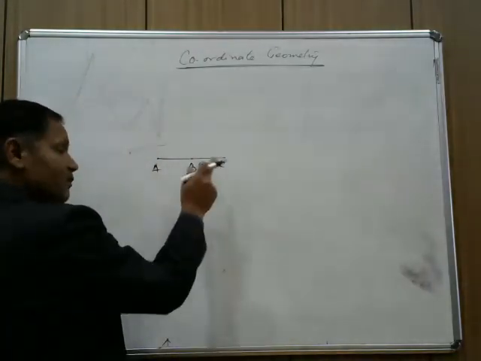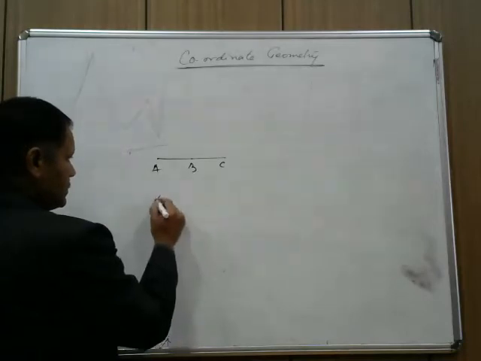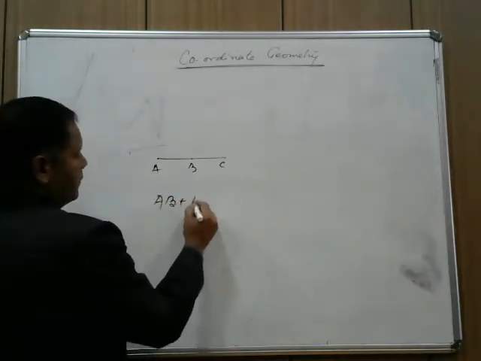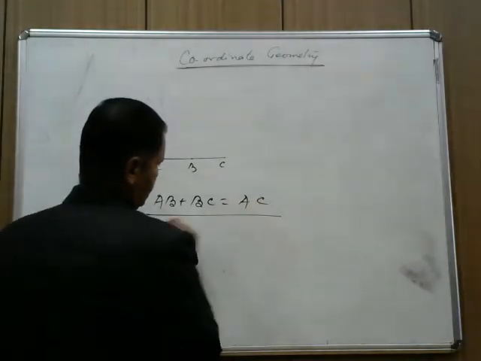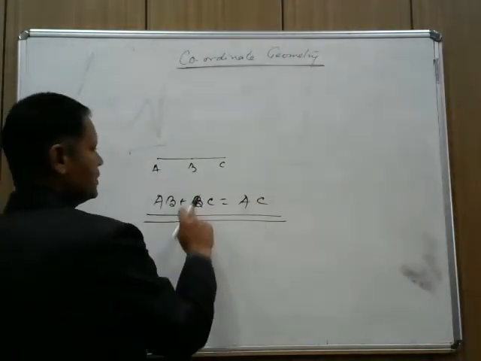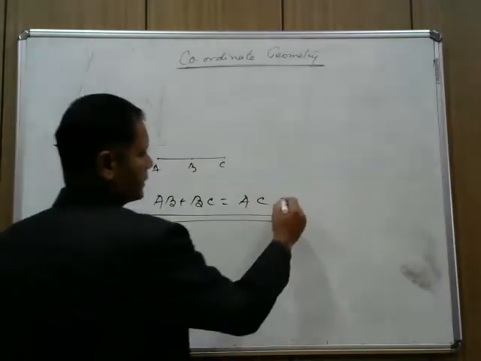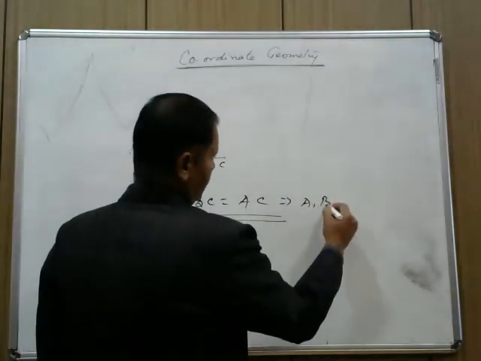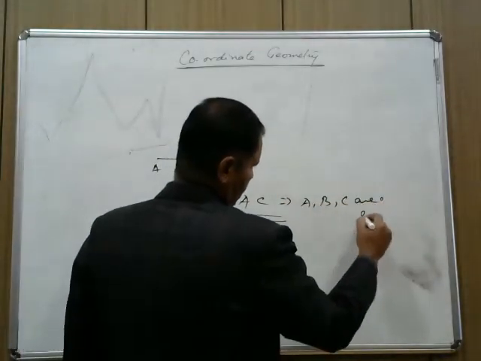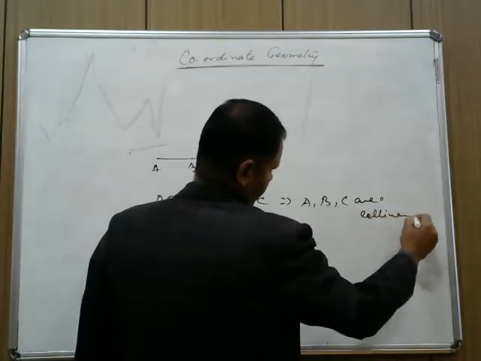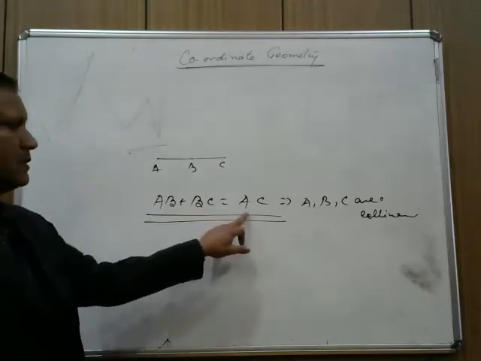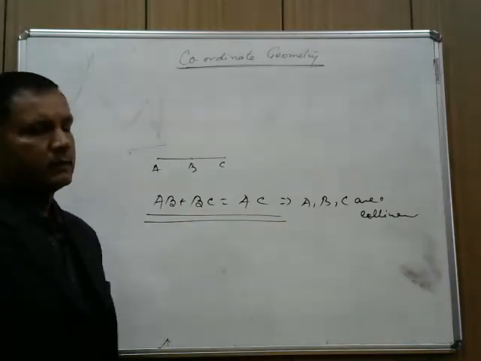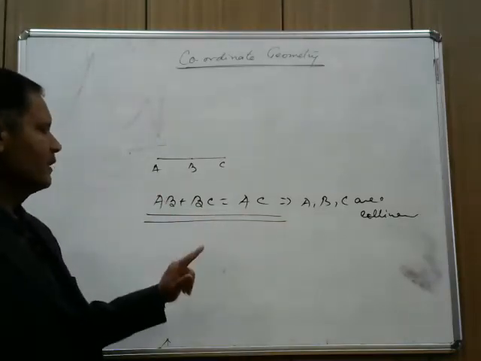When A, B, C are collinear, then of course the distance AB plus the distance BC will be added and that will give you AC. That means AB plus BC is equal to AC. It implies that A, B, C are collinear. Right? AB plus BC is equal to AC, it means A, B, C are collinear. At this point we are very much clear.